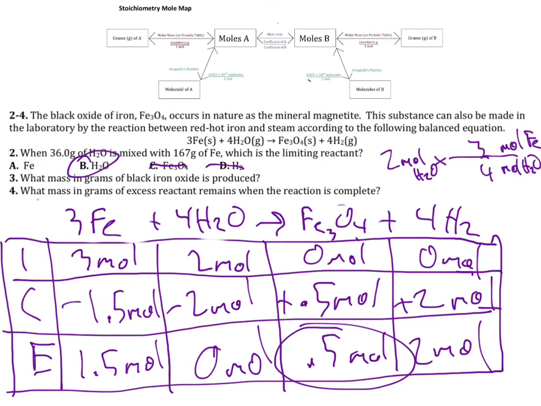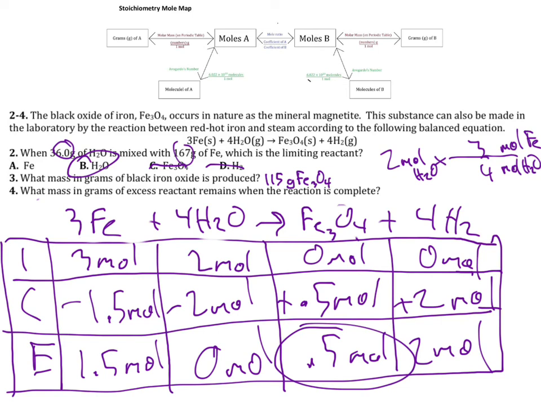Except we need to make sure we have correct sig figs. And so we're starting with 3 sig figs, so we need to be ending with 3 sig figs. So these are 3 sig figs here. And so we end up with 115 grams of black iron oxide.